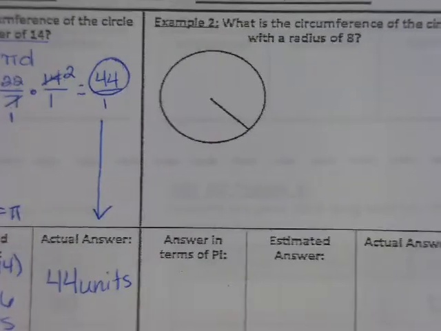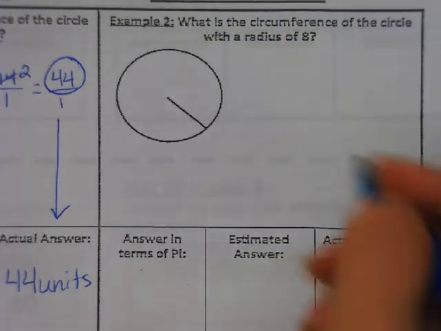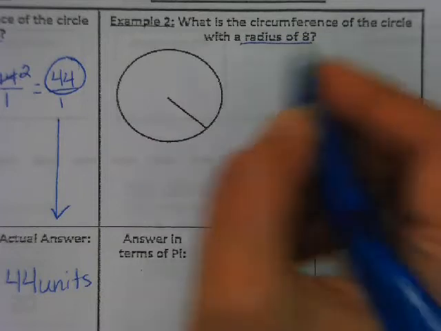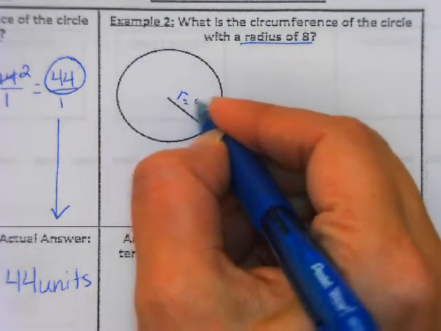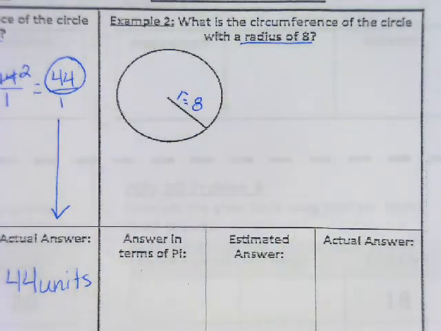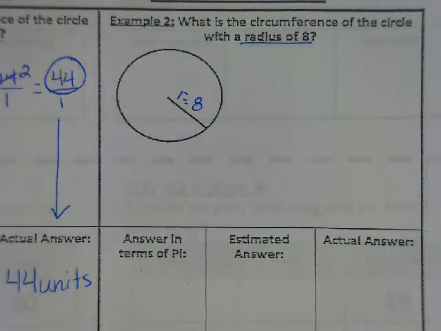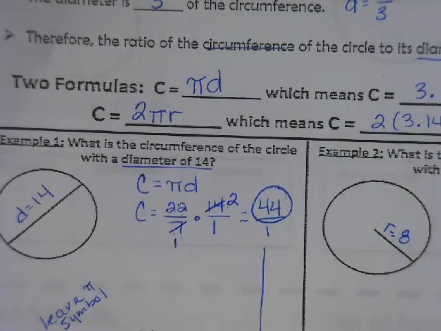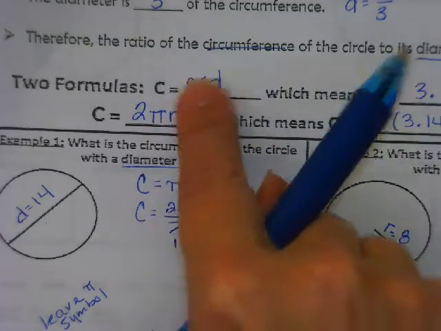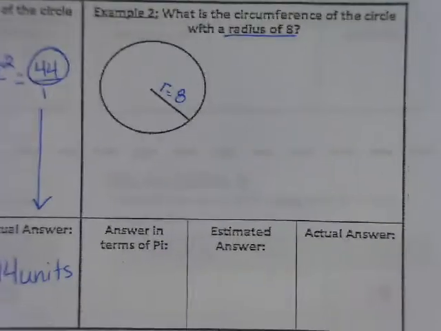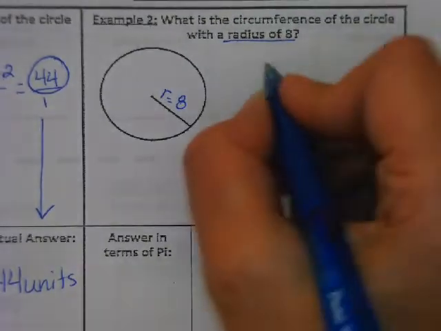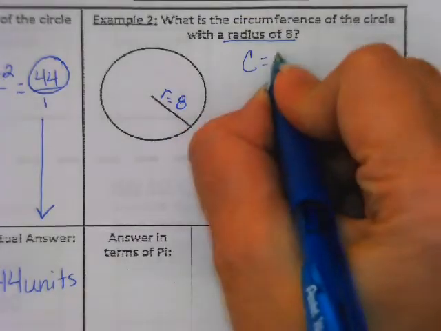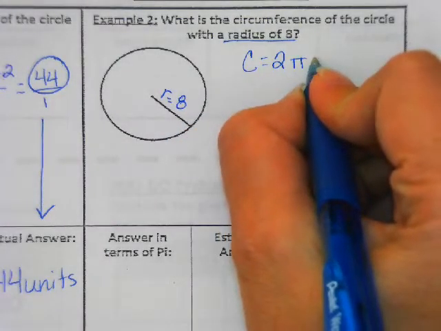On this next one, it gives us the circumference. What is the circumference if the radius is 8? What do we know? If the radius is 8, what does that mean for us? Diameter is times 2. So which of these formulas do we want to use? Pi d or 2 pi r? 2 pi r. And these are on your formula chart, which I will give you tomorrow. So we can write C equals 2 times pi times r.